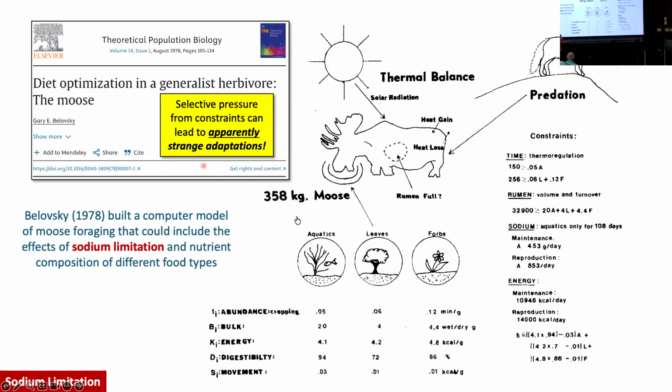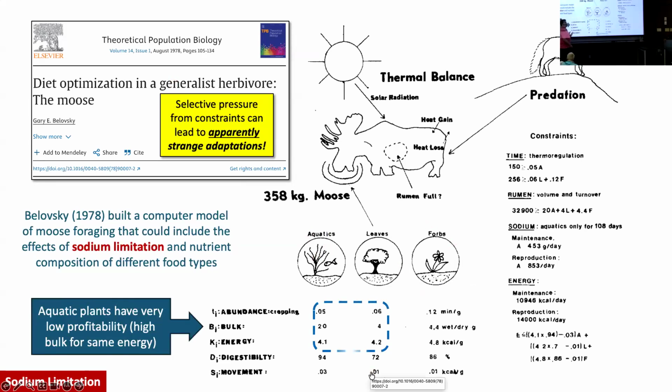So when you look at the things that they eat across aquatics, leaves, and flowers, forbs, then they eat a lot more of these things than you might expect. So if you look at the things that they eat here, you saw them eating these aquatics, these little things that come out of these ponds and streams and so on.